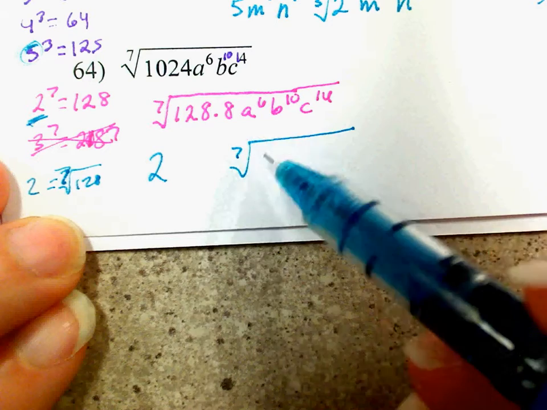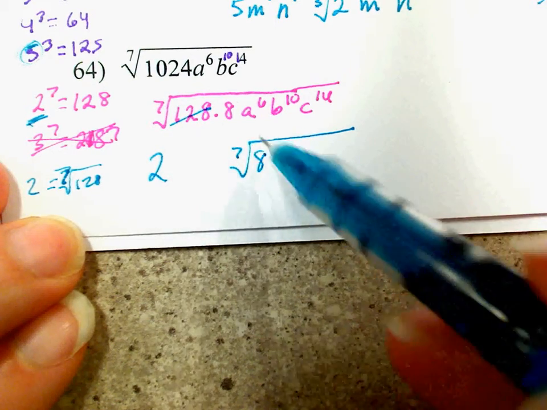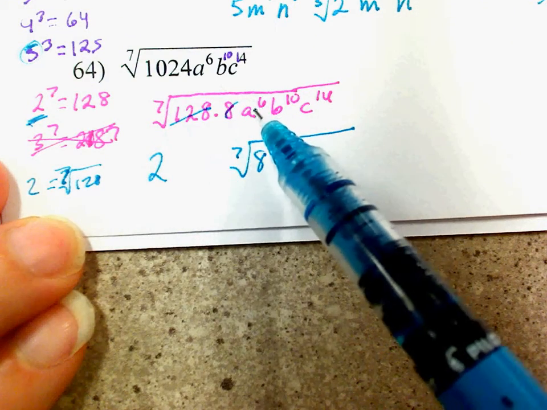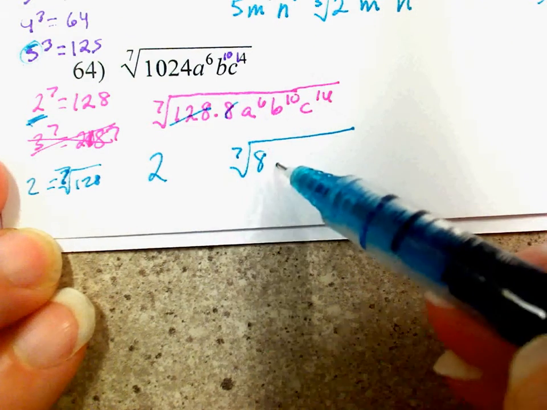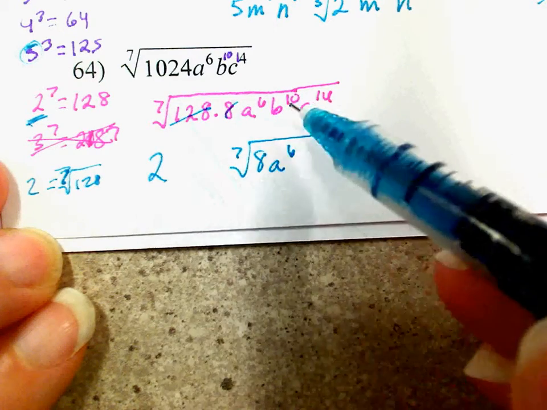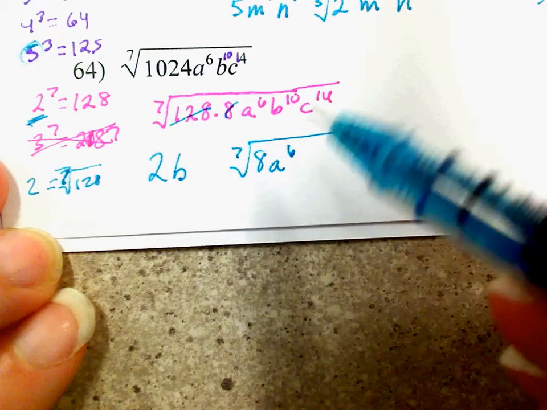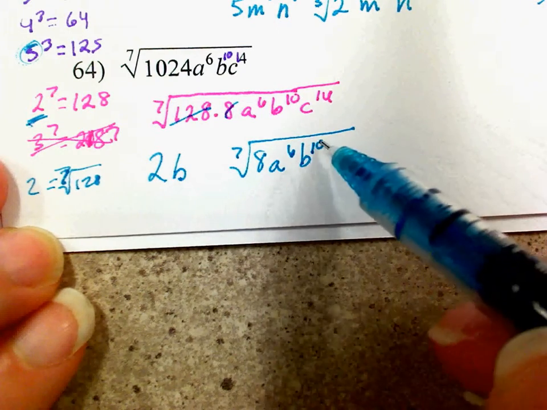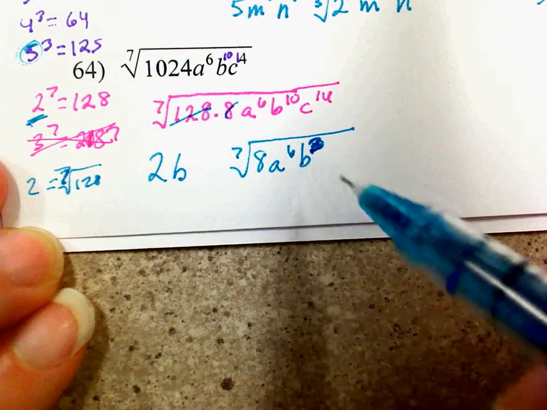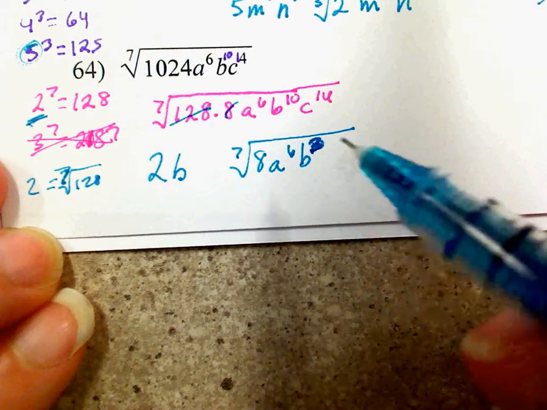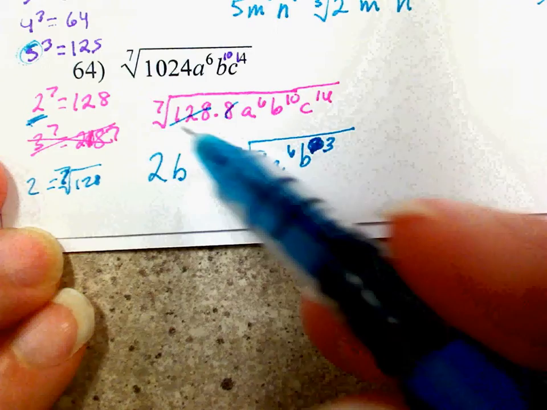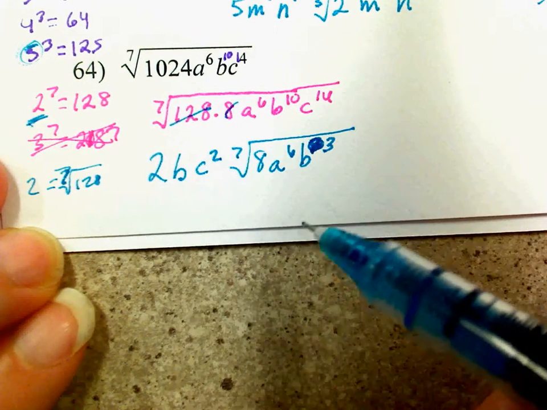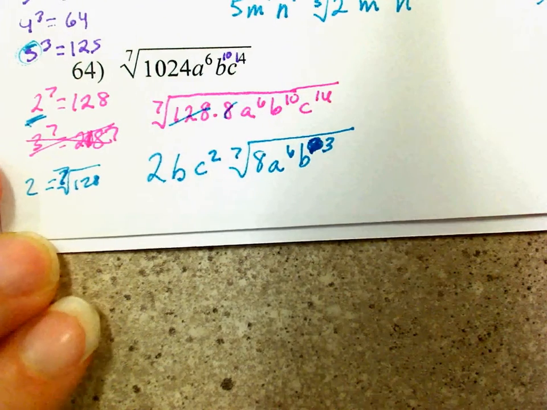8. Okay. And then I ask myself, how many times does 7 go into 6? Okay, so that stays inside. How many times does 7 go into 10? Once with 3 left over. I put a 10, it's a 3. Okay. And then how many times does 7 go into 14? No left over? So we're done with that one.